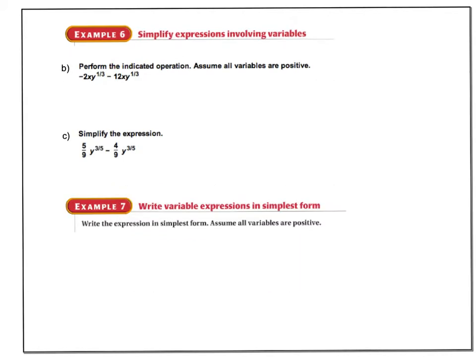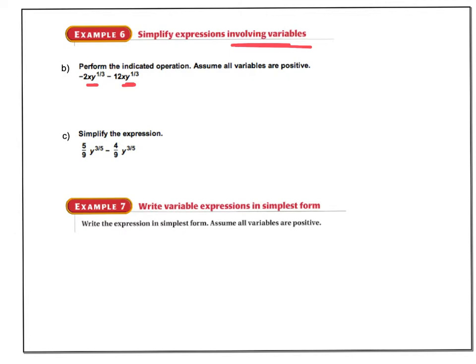So example 6 is really the same as example 5. The only difference now is you're looking at expressions that involve variables, not just numbers, but the idea is the same, that if they have the same part, the same rational exponent part, you can just take the coefficients of those and combine them.